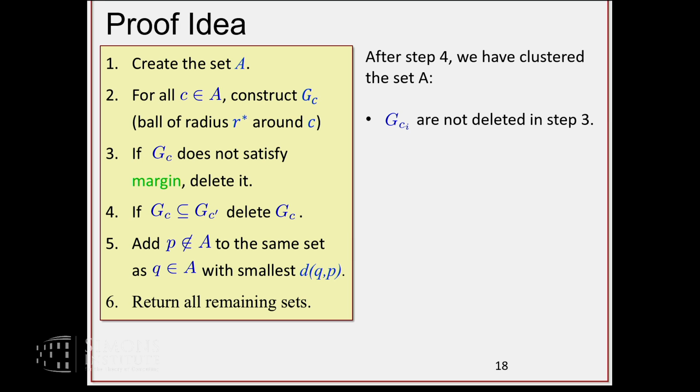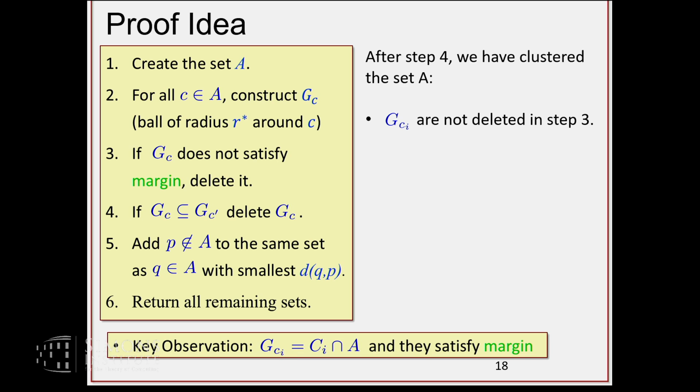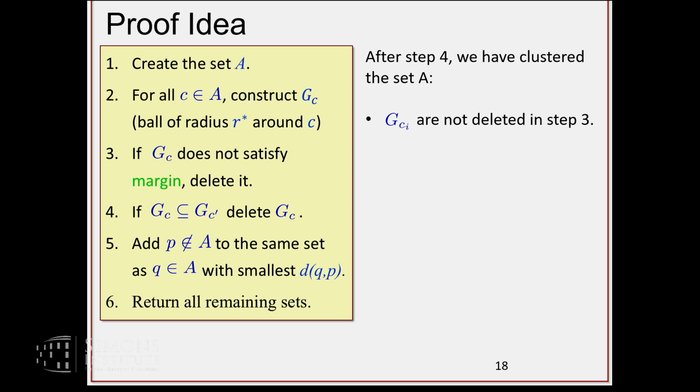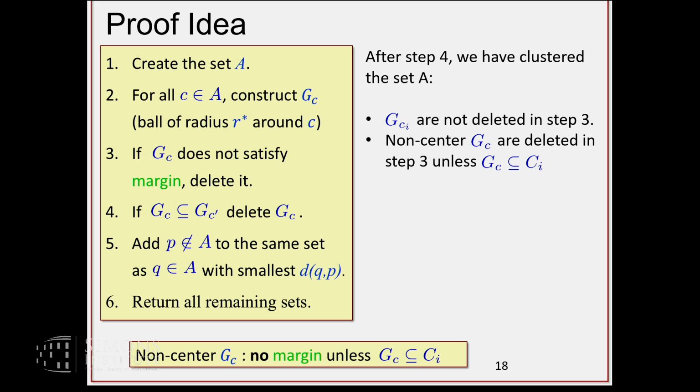The first part is that if we look at the balls around the actual centers, these are going to be the optimal clusters, and they're never going to be deleted because they satisfy the margin property. And then if we look at non-centers, either they have points from other clusters, in which case they'll be deleted in step 3, or they'll just be subsets of the optimal clusters and they'll be deleted in step 4. All right, so now we've optimally clustered the set A.